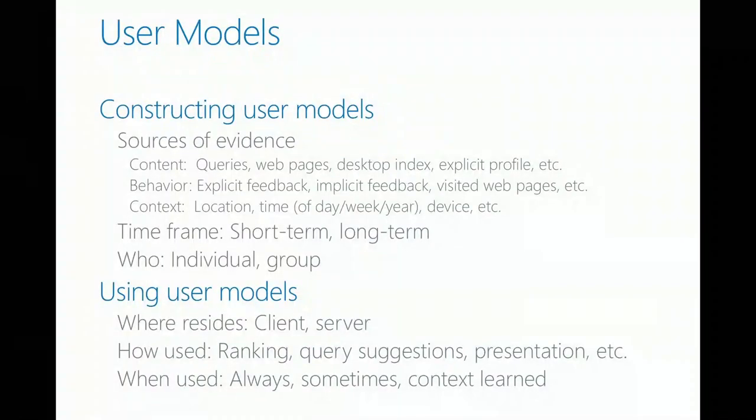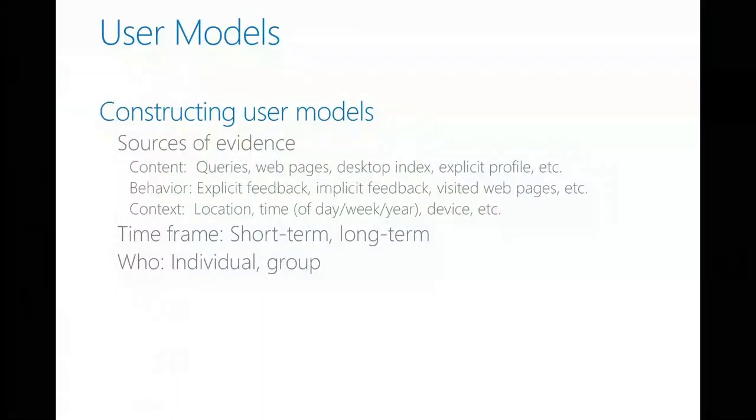It can mean an individual. It can mean everybody in this class. It can mean everybody who attends Stanford, everybody who's in a particular location at a particular time. So there's a variety of contexts that's useful to take into account. And then how do you use the models, and where do they reside? They could reside on the client or on a server. They could be used for ranking, to suggest queries, or for presentation. And then the question is, when do you use it? Do you use it for every search query? Some of them? Do you learn when to use it? These are all choices that you need to make in delivering a personalized service. Today I'm going to give you four examples that span the very rich design space shown here.